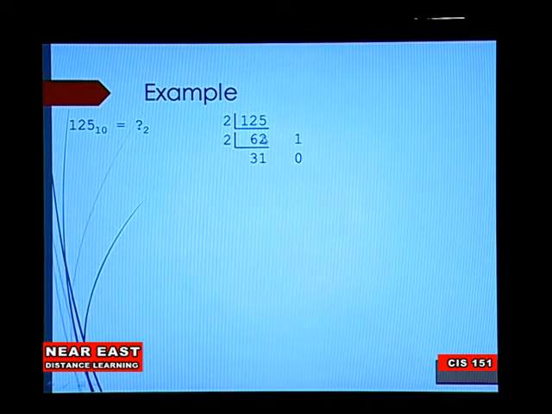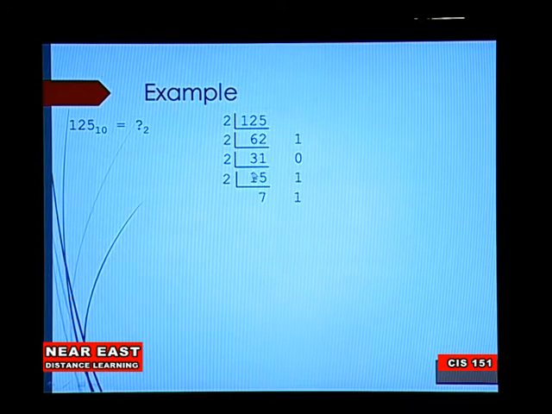Again, we divide 62 by base 2. It shows us 31. So we don't have a remainder, but we still write it. You have to write the remainder. Again, we divide 31 by base 2, which is 15, and we write the remainder, which is 1.